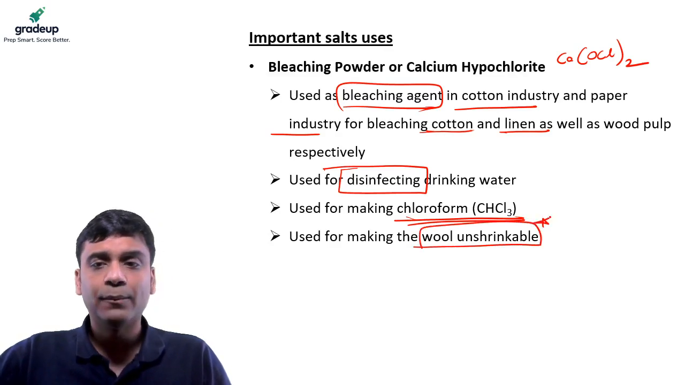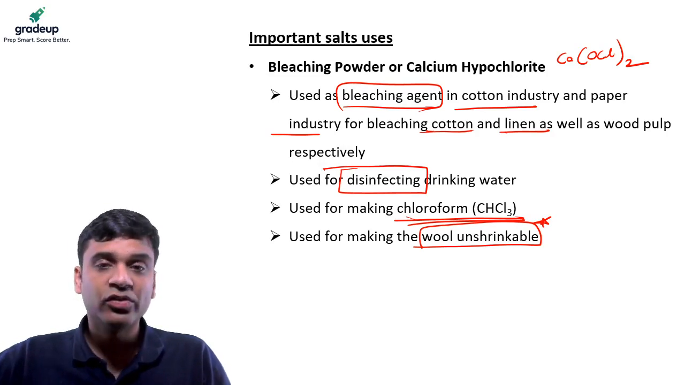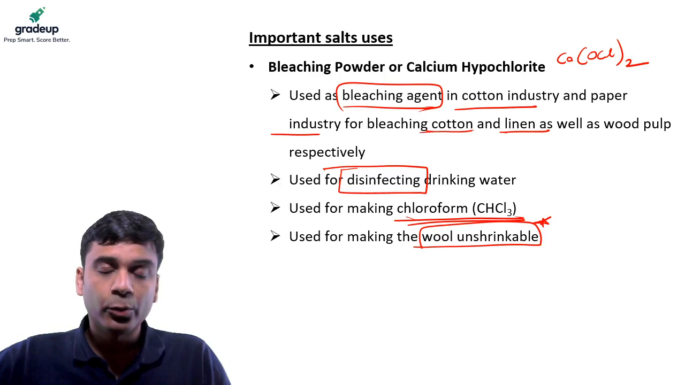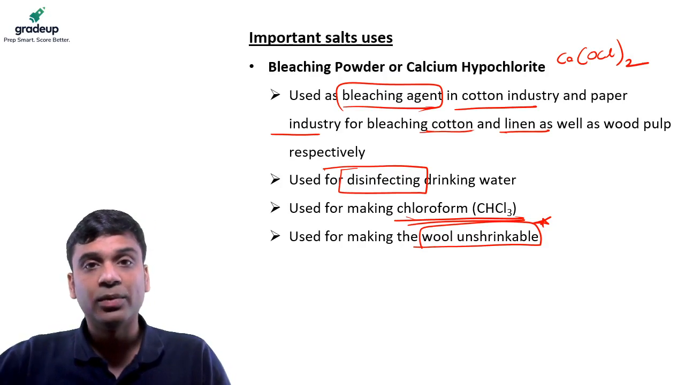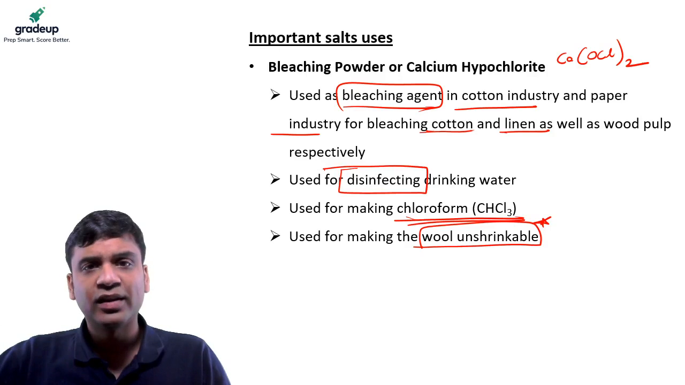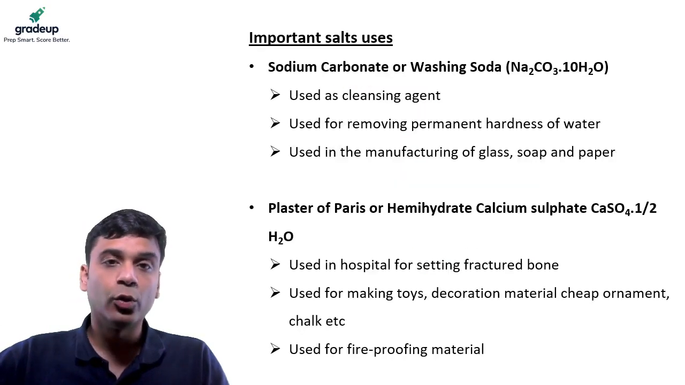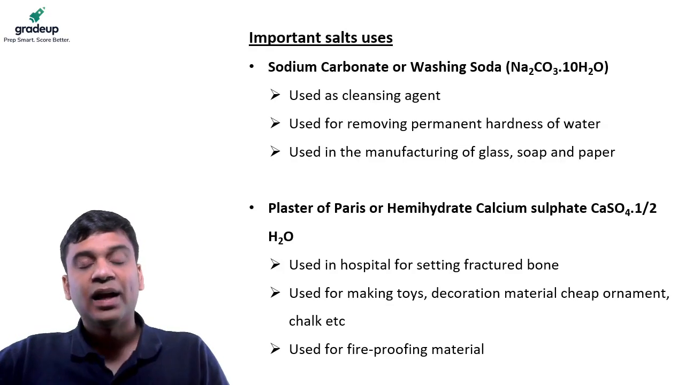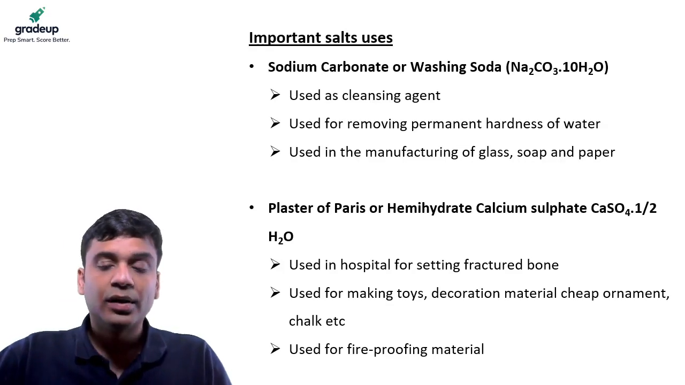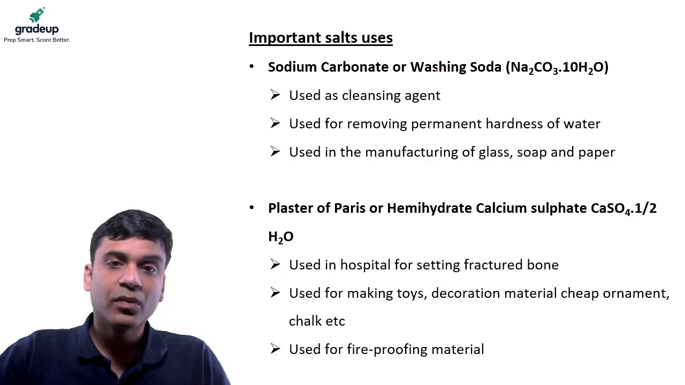Okay, these points are very important, like which sodium salt lowers the melting point of ice, or which actually makes the wool unshrinkable. Bleaching powder, you should be knowing all this. But mostly it is used as a disinfectant and for making chloroform in the industrial process. And that is about your bleaching powder. And now we have the washing soda.